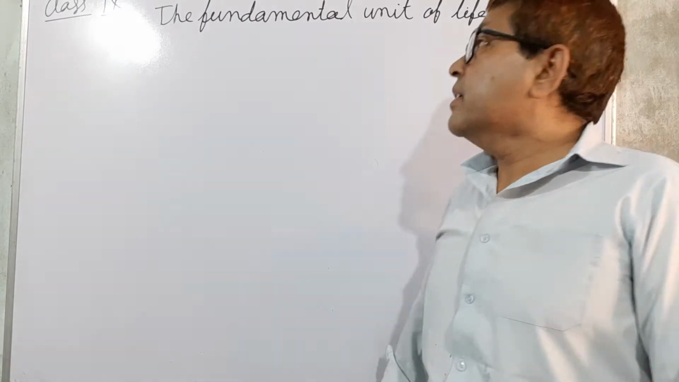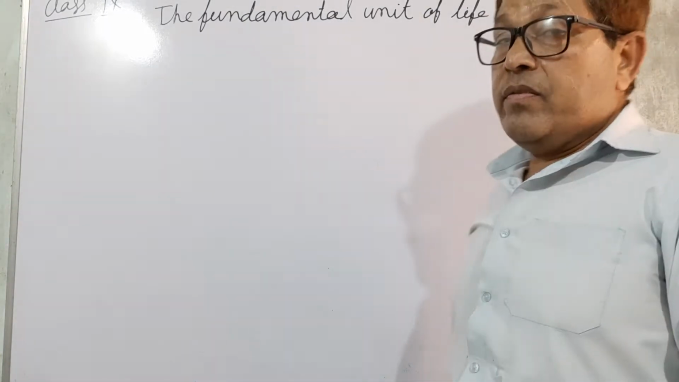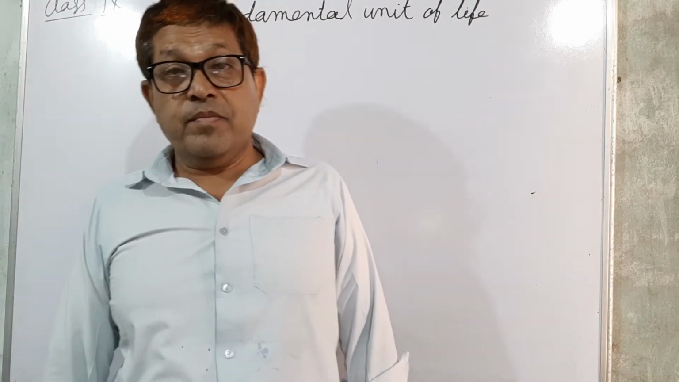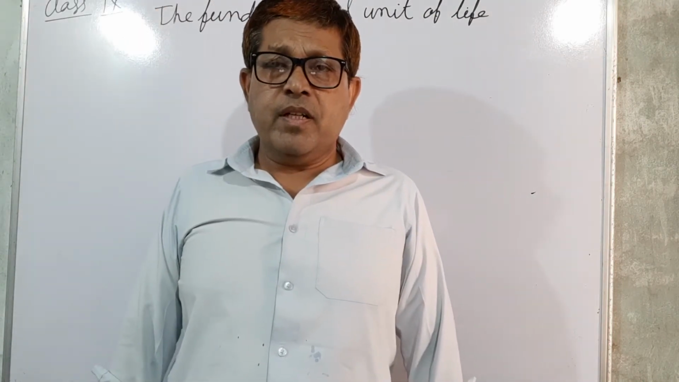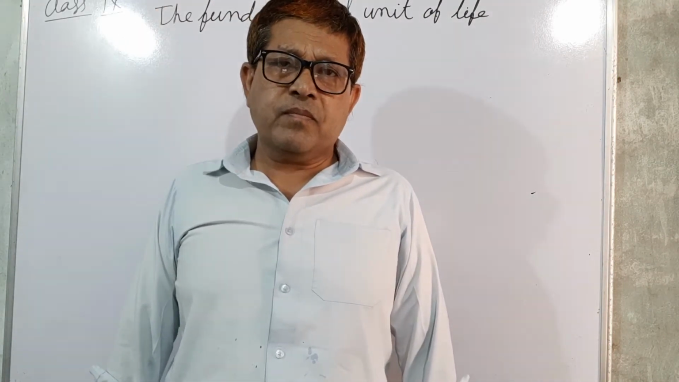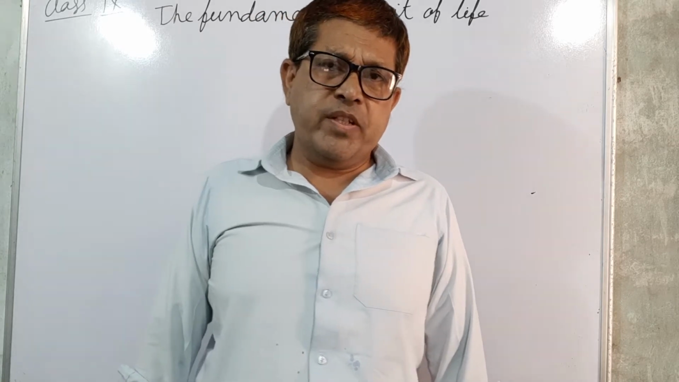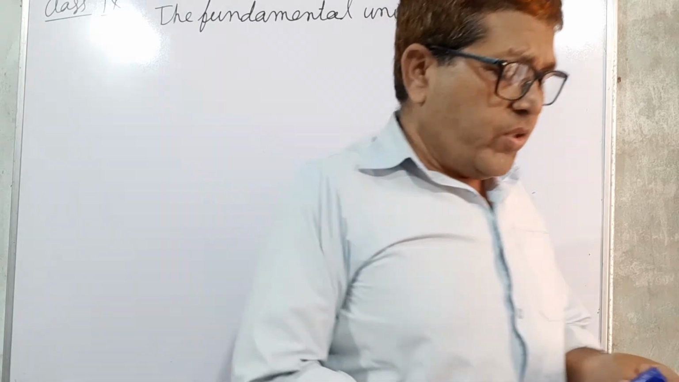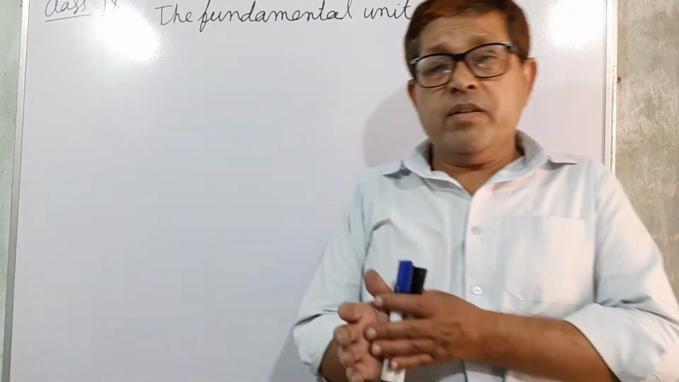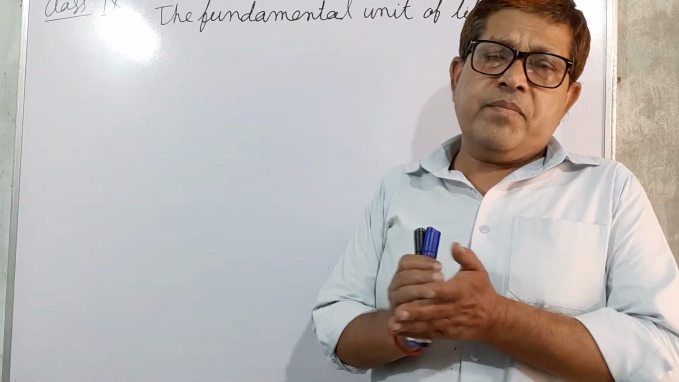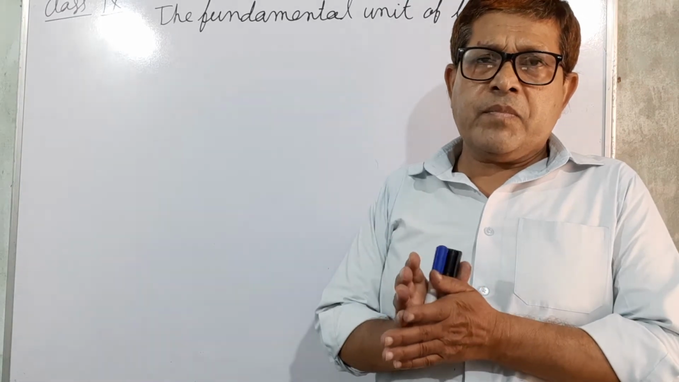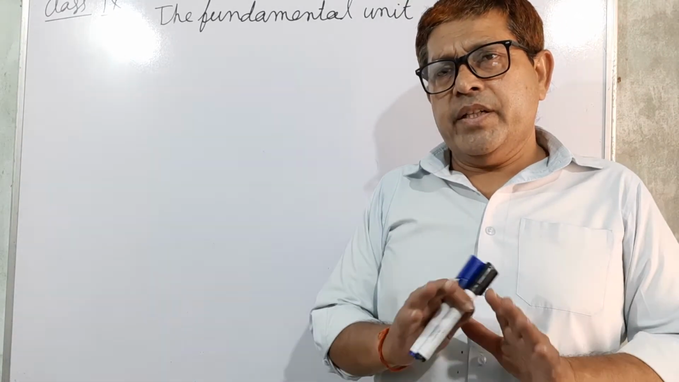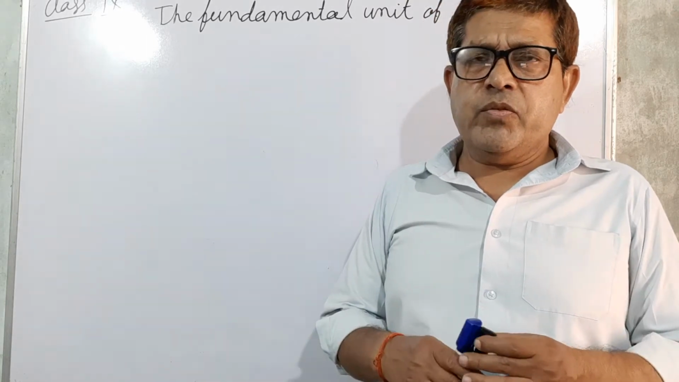We are studying the fundamental unit of life. Last time we observed the peel of onion, and we studied that the onion peel consists of cells, and they ultimately form the entire peel and the onion bulb.